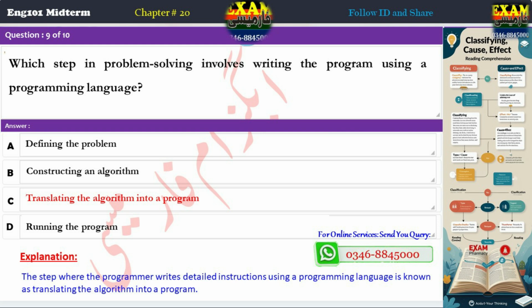Explanation. The step where the programmer writes detailed instructions using a programming language is known as translating the algorithm into a program.